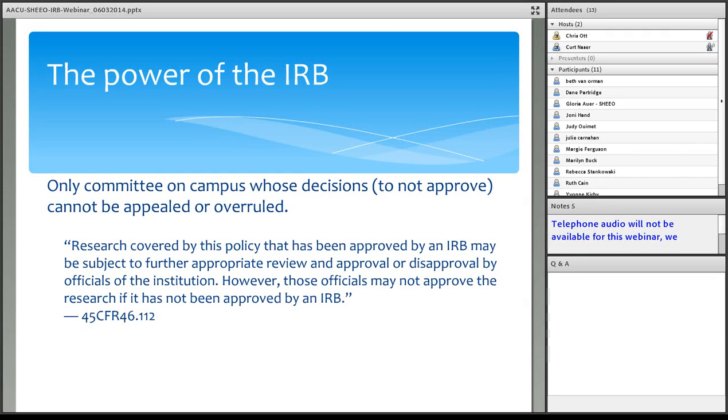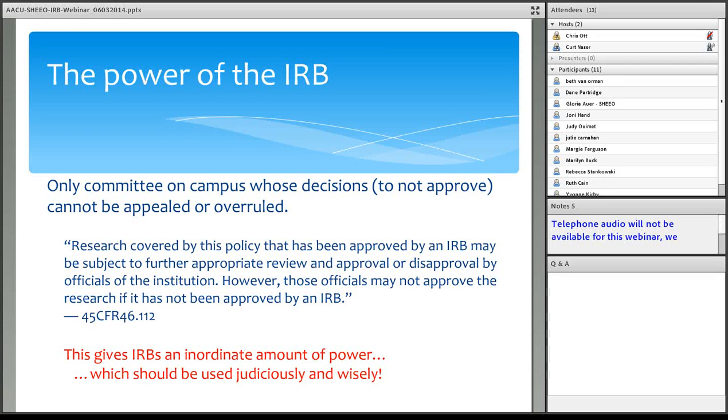And so part of what I want to do today is give you some sense of what that power really ought to be doing and when it's overstepping that power, and perhaps how to avoid IRBs overstepping that power. So I have three general rules for IRBs. I'm just going to lay these out, and then we'll dive into the particulars.